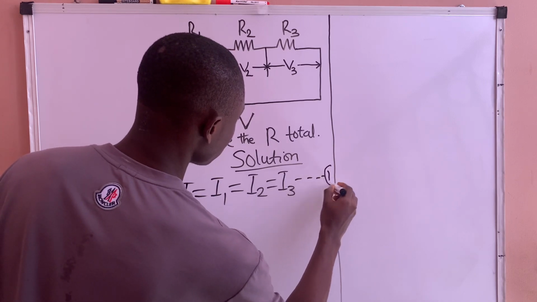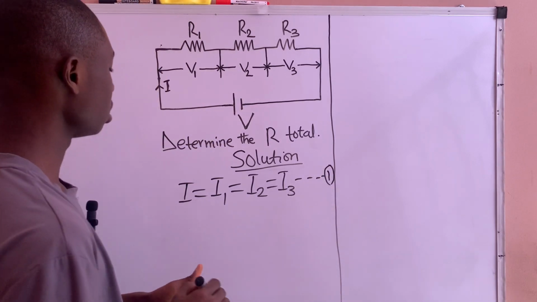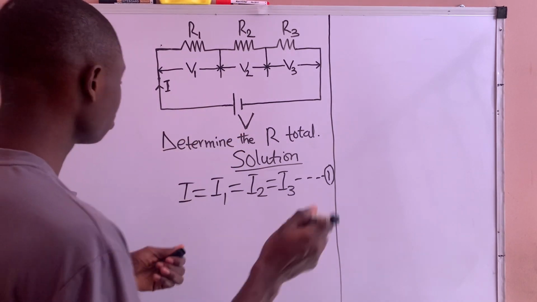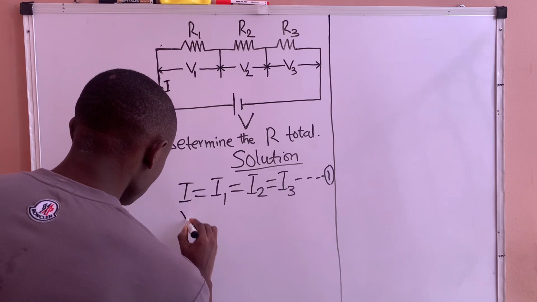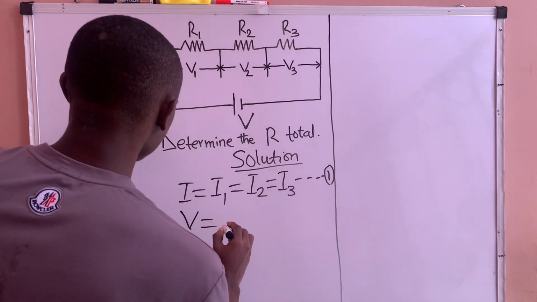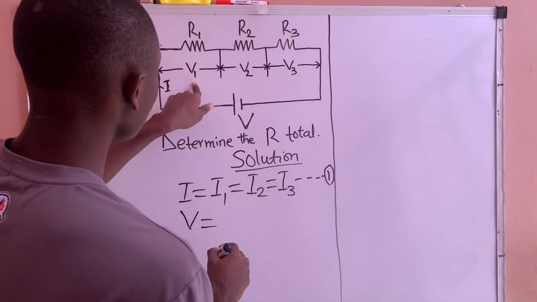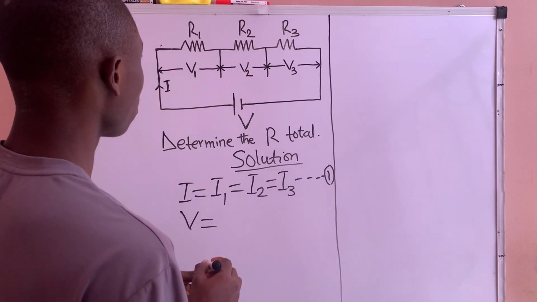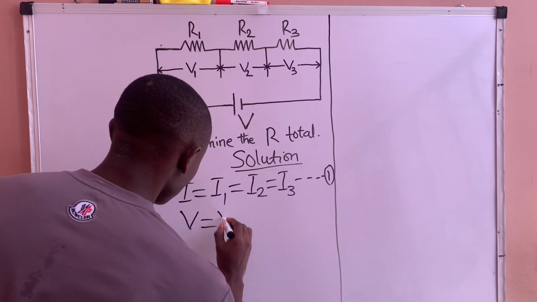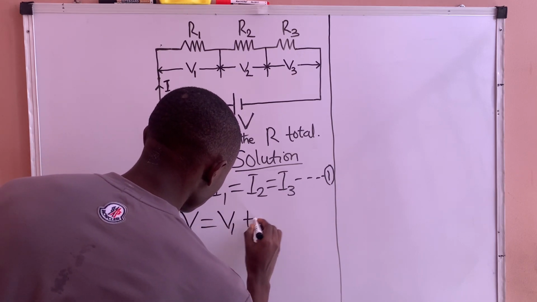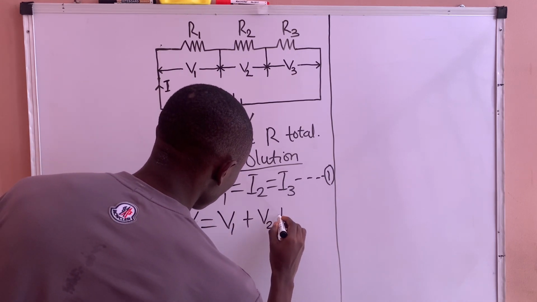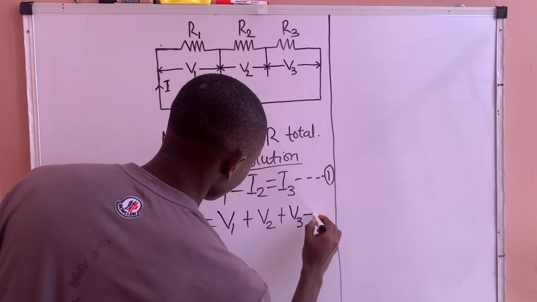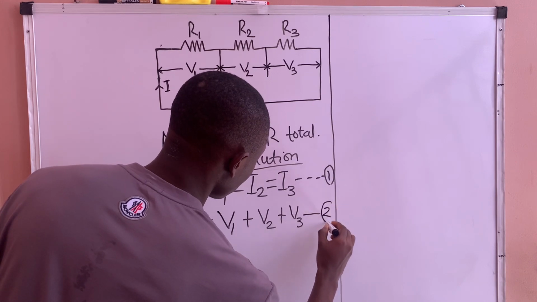Since the current is the same throughout the network, but voltage differs, the supply voltage, which is V, will be equal to what? The sum of the individual voltages that drop across each of the resistors, which will be V1 plus V2 plus the voltage that drops across resistor R3, which is V3. This will be equation 2.